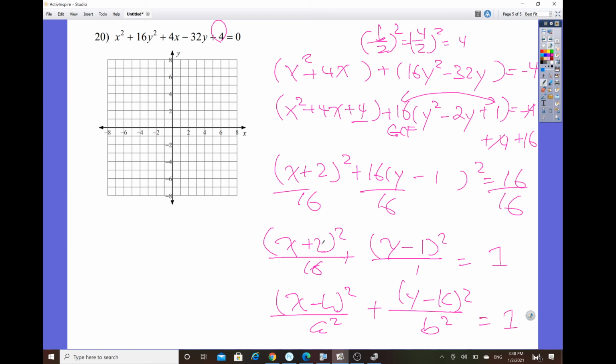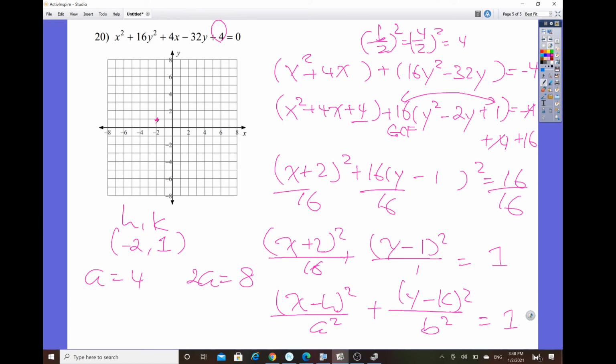So the center of the ellipse is negative 2, 1. Compare and contrast to find the value of h and k. So negative 2, 1, right up here. And then we do know that the major axis is 8, because the value of a is 4. So 2a, that'll be 8.